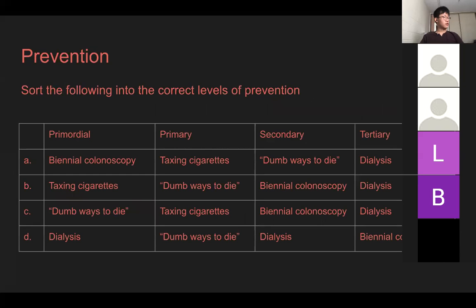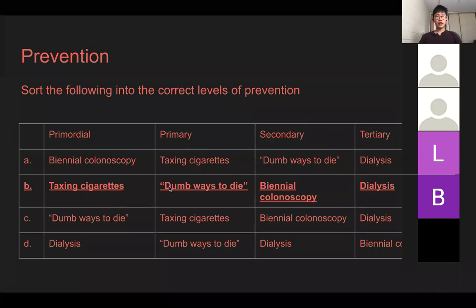I've just got one more question here. Which of these is the correct level of prevention? Yep, your correct answer is B, where you've got taxing cigarettes, looking at the more macro determinants of health point of view. Dumb Ways to Die is an information campaign. Biannual colonoscopy, that's your screening. So screening will always be under secondary. And dialysis is management-style tertiary prevention.